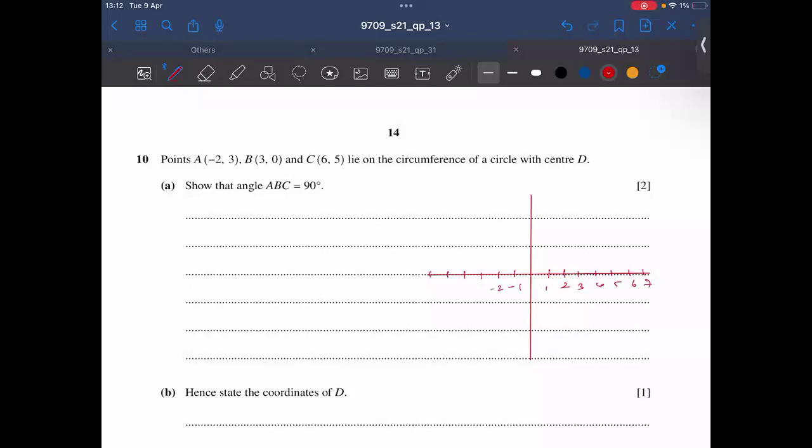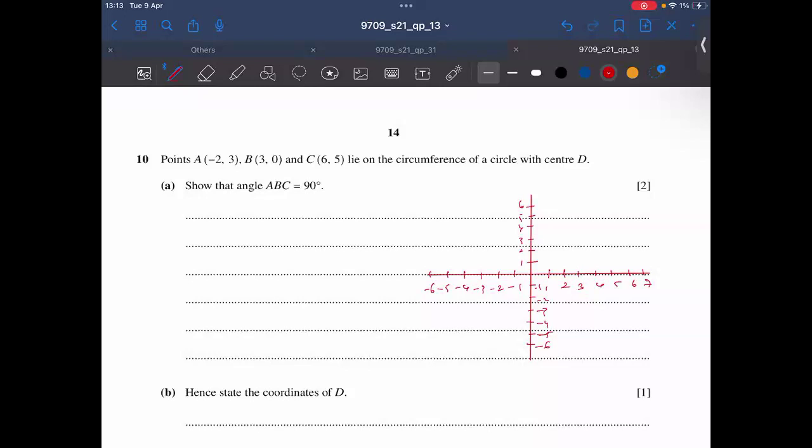Just sketching the axes with the numbers. Let me just connect to the charger.